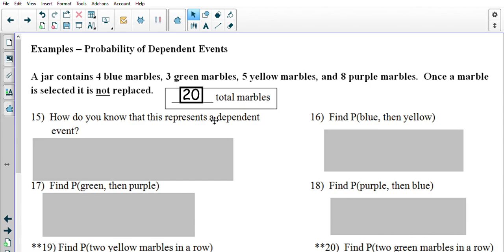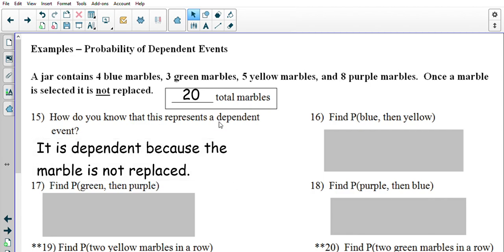So it says a jar contains 4 blue marbles, 3 green marbles, 5 yellow marbles, and 8 purple marbles. Once a marble is selected, it is not replaced. We have a total of 20 marbles here, so add these together to get 20 marbles. How do you know that this represents a dependent event? Well, in this case, it's because once a marble is selected, it is not replaced. So this is going to be slightly different, so pay attention.